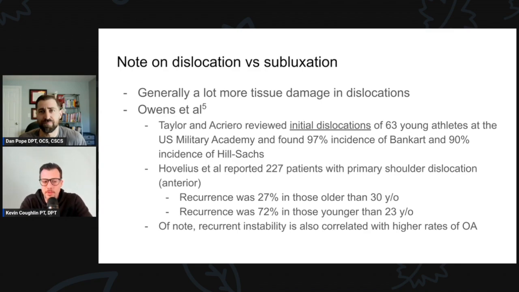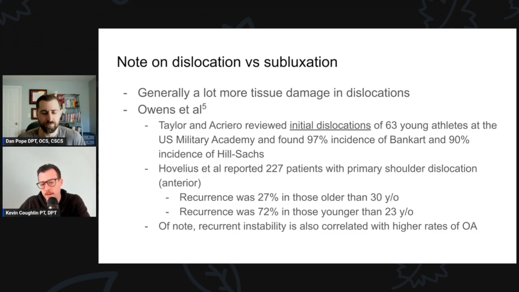We've talked about this a little bit. Just a quick note on the dislocation versus the subluxation. Again, when you're doing this objective, you do want to try to tease this out because there's generally a lot more tissue damage with a shoulder dislocation.